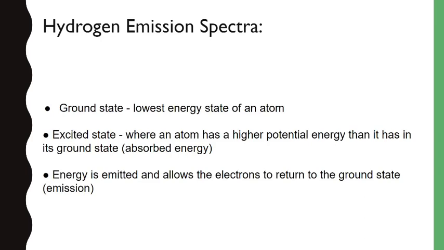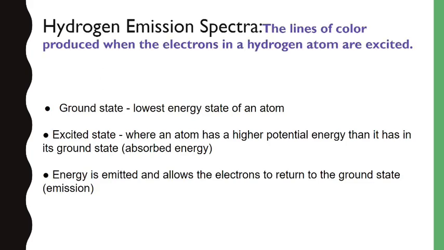So, hydrogen emission spectrum. This is really what we're going to be focused on, is the flame test and how we can figure out information about the atom using this light. And so a hydrogen emission spectra is the lines of color produced when the electrons in a hydrogen atom are excited. And a couple of words we're going to be using shortly are ground state and excited state, and so I wanted to define those here.